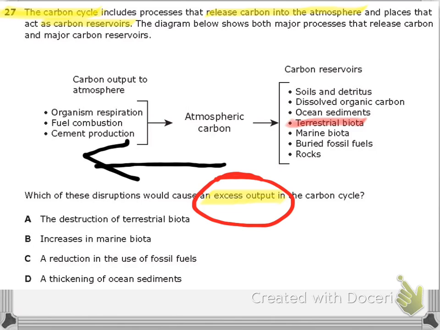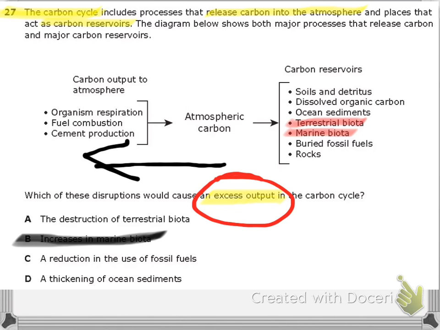Let's go to B. Increases in marine biota. Where's marine biota? It's right below terrestrial. If we increase the marine biota, the living stuff in the water, we're increasing the storage of carbon in the water. That's not going to cause an excess output because it's going to be storing more. So that would not be the correct answer. Carbon is black, so let's black highlight these answers. B is incorrect.